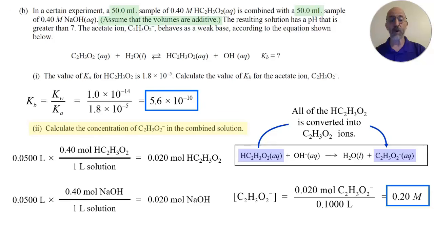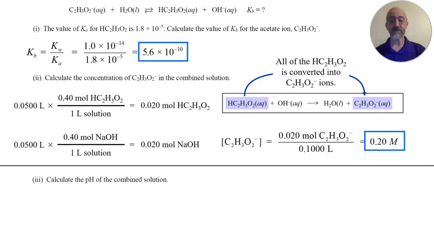Now, there is one more part in part B. Let's go ahead and move on to that part. Calculate the pH of the combined solution. Now, we know that this is going to be greater than 7 because the acetate ion is a weak base. If you look at the very top of this slide, you can see the net ionic equation for what acetate does when it reacts with water. And so that's going to be the Kb expression that we're going to write.